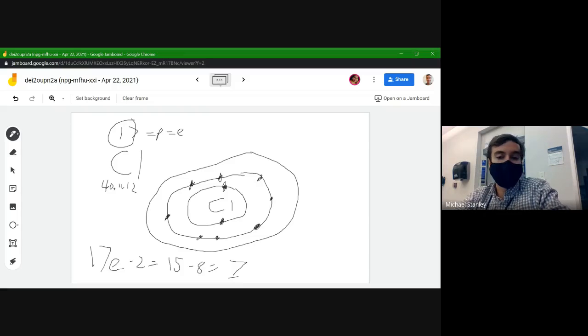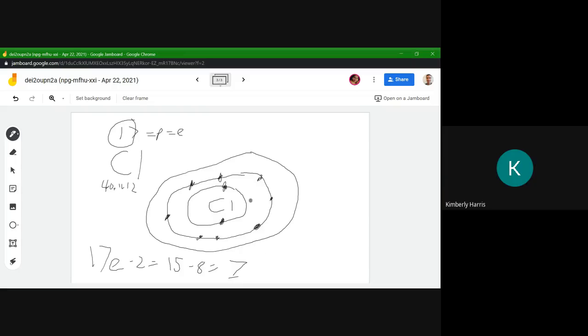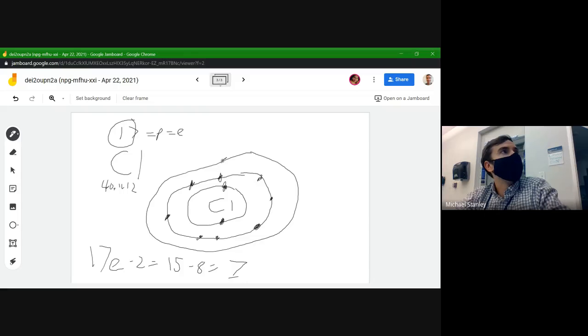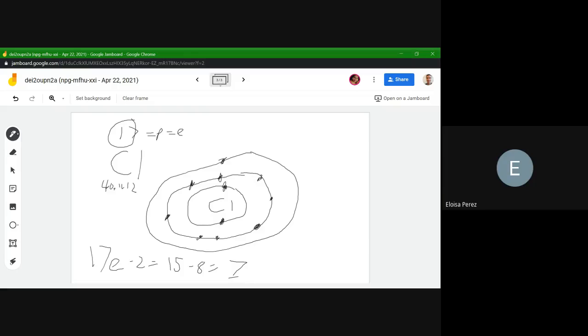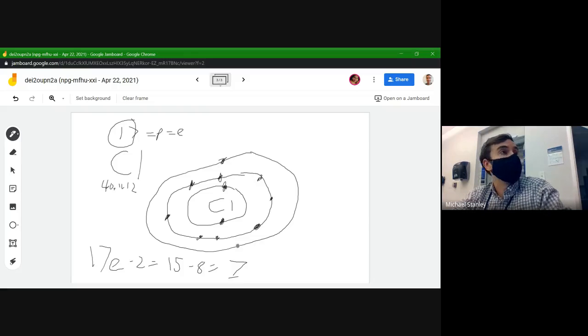So how many electrons are going to go on our third shell? 7. Because remember, we only have 7 more electrons left. We could fit 8 electrons on the third shell if we had to, but for chlorine, we don't have to. We only have 7 more that don't fit on the first or second shell. So we only need to put 7 on the third shell. 1, 2, 3, 4, 5, 6, 7.